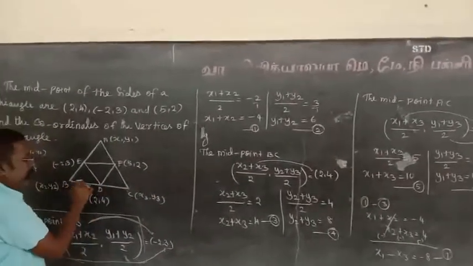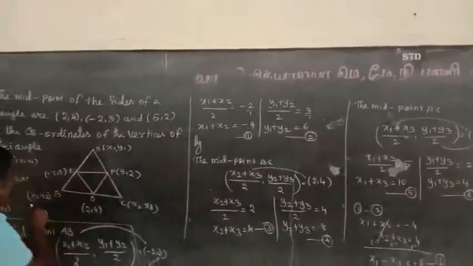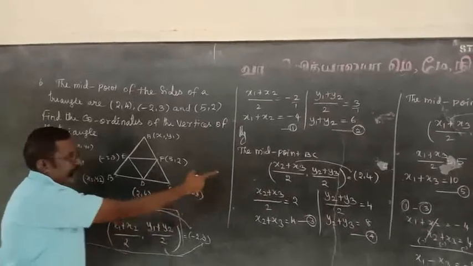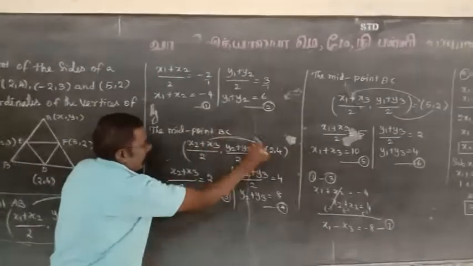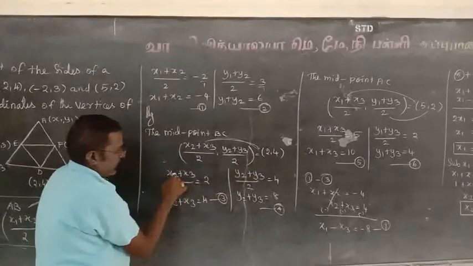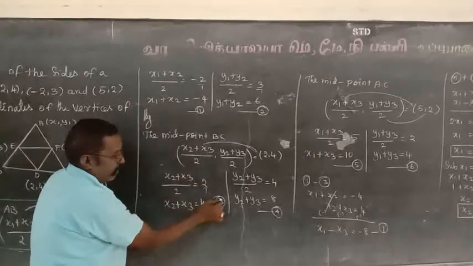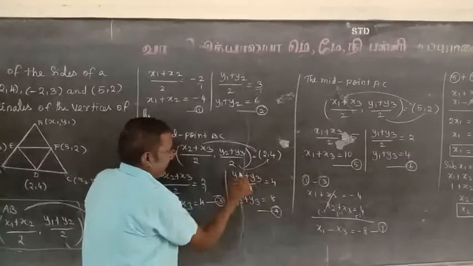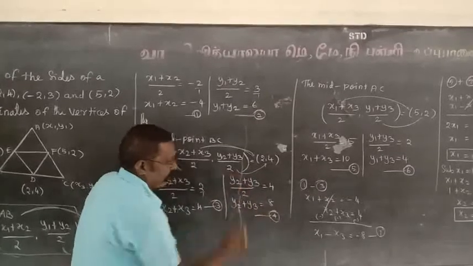Similarly, the midpoint of BC: ((x2 + x3)/2, (y2 + y3)/2) equal to (2, 4). So (x2 + x3)/2 equals 2, and by cross multiplication x2 + x3 equals 4, equation number 3. Similarly (y2 + y3)/2 equals 4, so y2 + y3 equals 8, equation number 4.